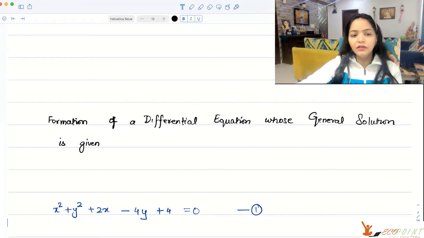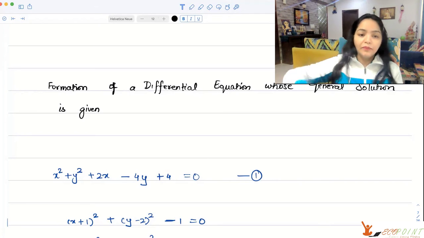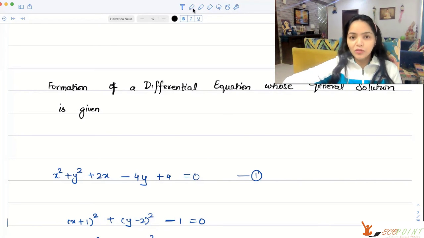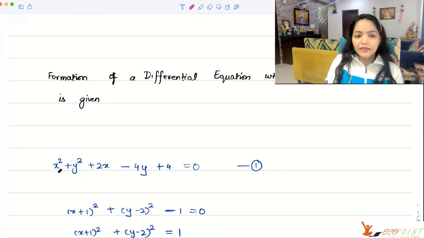It's a general equation of some sort of curves, right? Wherein you can actually figure out that these curves that I'm talking about are basically circles. Now, what kind of circles you can see? Try to create whole squares out here. If you try creating whole squares, clearly what you can see is you have 2x here. So with x square plus 2x, I think I can create a whole square of x plus 1, right? So x plus 1 whole square.